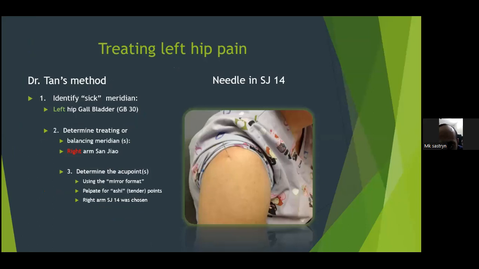Identify the sick meridian. Now, if the pain is in the left hip, right? It is GB30. Determine it by what? Balancing method: right arm, Sanjiao. So in the mirror method, you will see hip is balanced by the shoulder. Right or wrong? Right. Gallbladder is managed by Sanjiao. So find the tender point, put the needle, and the pain will immediately go away. The insertion time of the needle should be how much? 45 minutes.